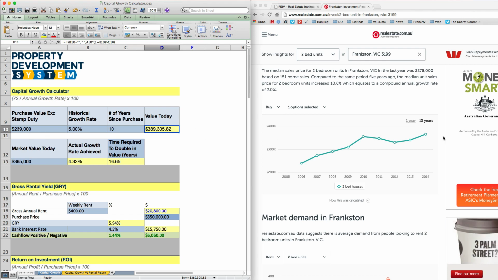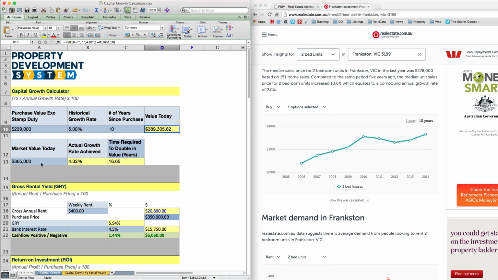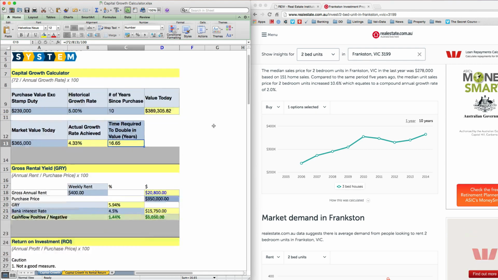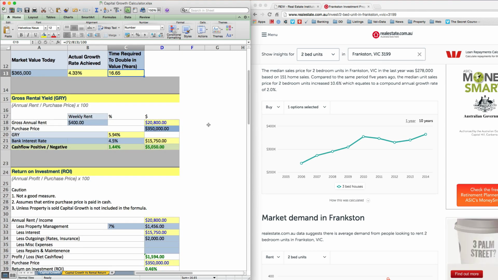However, according to this data, the property in 2014 was 365,000. So the actual growth rate was 4.33%, which tells me that it takes about 16.65 years for a property to double in value in Frankston, and not for a property, but for a 3-bedroom house. So that's one calculation that you can do to figure out how long it's going to take for it to double up, or what's the actual growth rate. So let's go down and look at the next one.